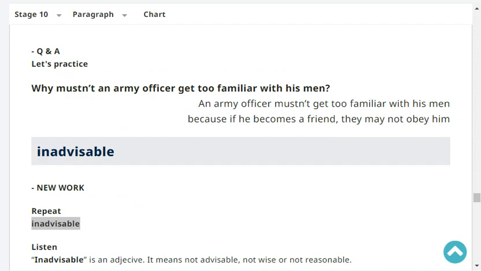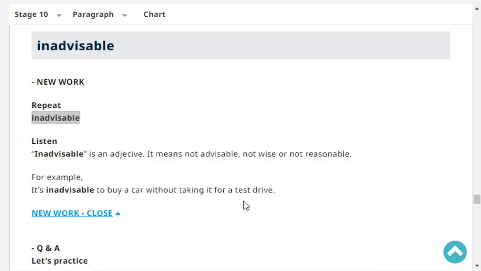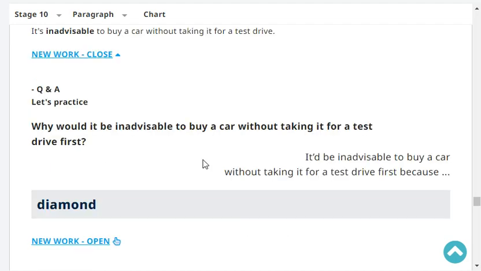Inadvisable. Very good. Okay, listen. Inadvisable is an adjective. It means not advisable, not wise, or not reasonable. For example, it's inadvisable to buy a car without taking it for a test drive first. Let's practice. Why would it be inadvisable to buy a car without taking it for a test drive first?